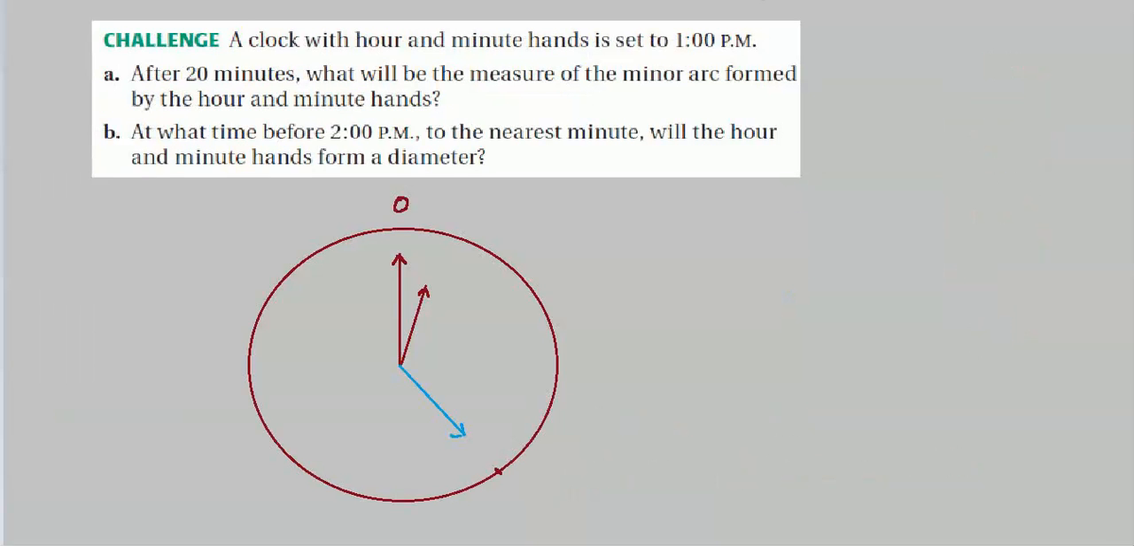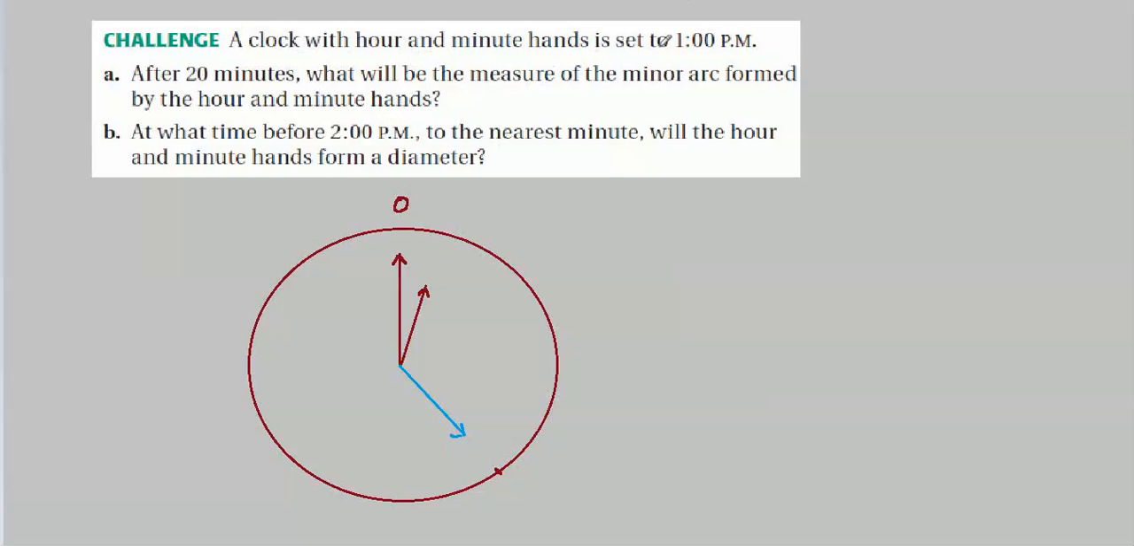Here we have one referring to a clock, which makes sense. Most clocks are in circles. Oddly enough, even digital clocks tend to be in circles. Doesn't make much sense. They're going to ask us to figure out the measure of the arc formed by two hands of the clock after a certain amount of time has gone by. In this case, 20 minutes.